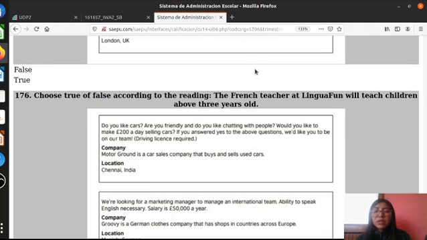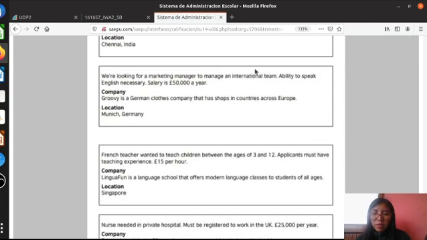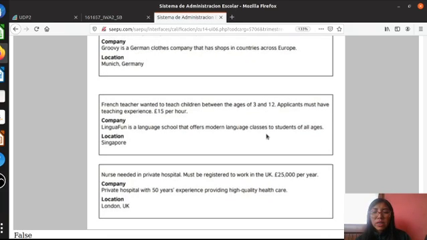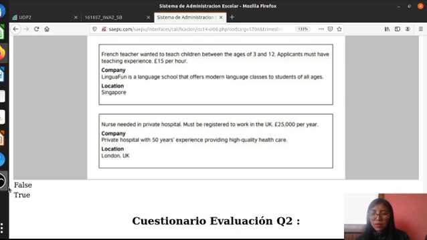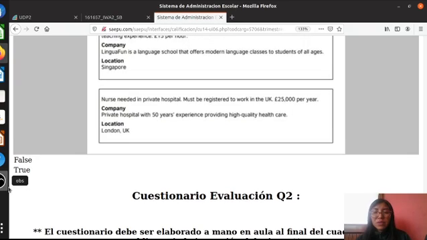Choose true or false according to the reading. The French teacher at Lingua Fun will teach children above 3 years old. Okay, so that is true or false. Here we have in that part, okay? French teacher wanted to do training between the age of 3 and 12. Applicants must have teaching experience. So that is false, okay?